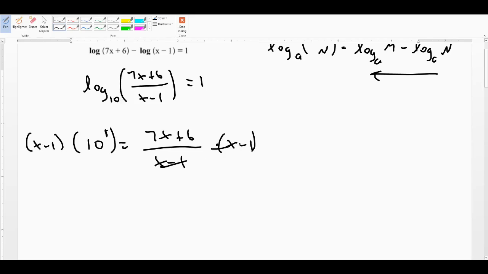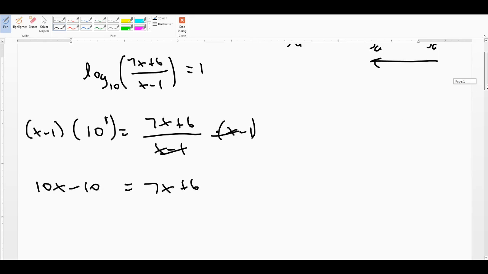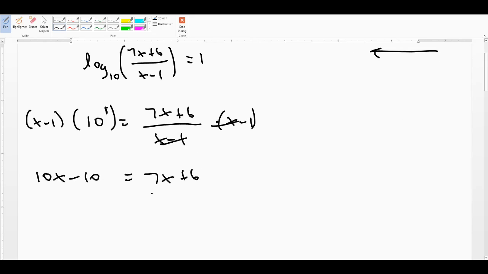Because then these will cancel. And on this side we can distribute the 10, so it becomes 10x minus 10. On the right side we get 7x plus 6. So now we're back to solving equations for x. What I do is I work with the x's first, and that's get rid of the smaller x first. So 7x, I subtract it. That becomes 3x minus 10 equals 6.